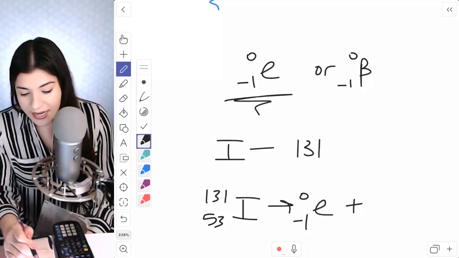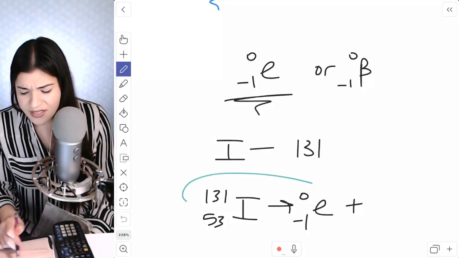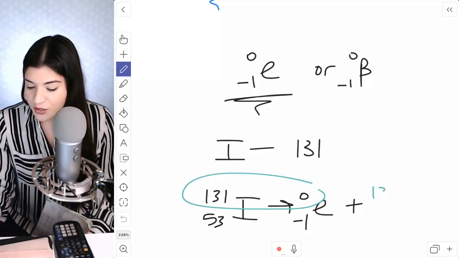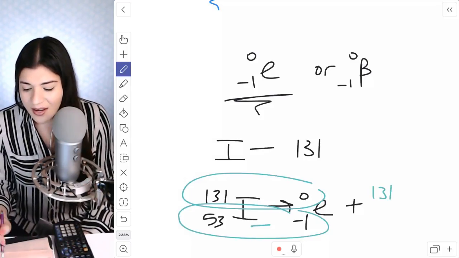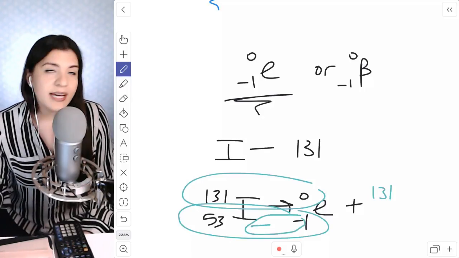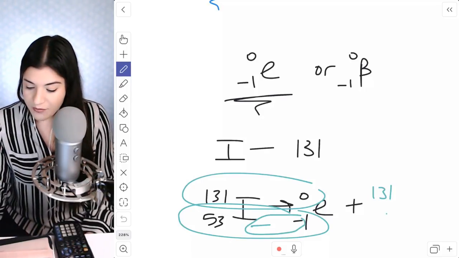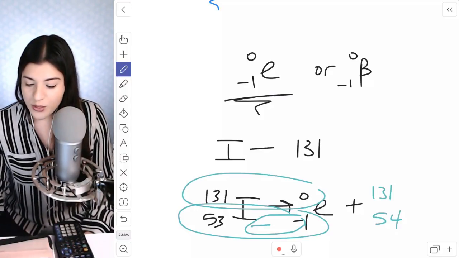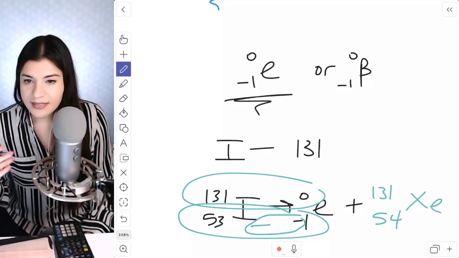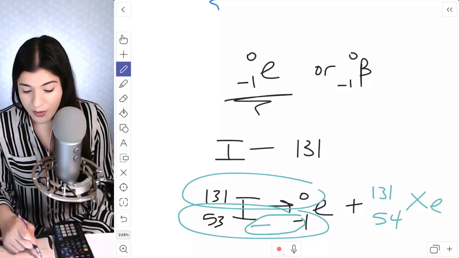And then once again, I'm going to subtract. So nothing's going to happen with our mass number. So that's just 131. And here I'm subtracting, but really I'm going to add because both of these negatives would cancel to turn into a positive. So we would have 54, and then looking at our atomic number, that would then tell us the element is xenon. So that's what you would look at for beta.